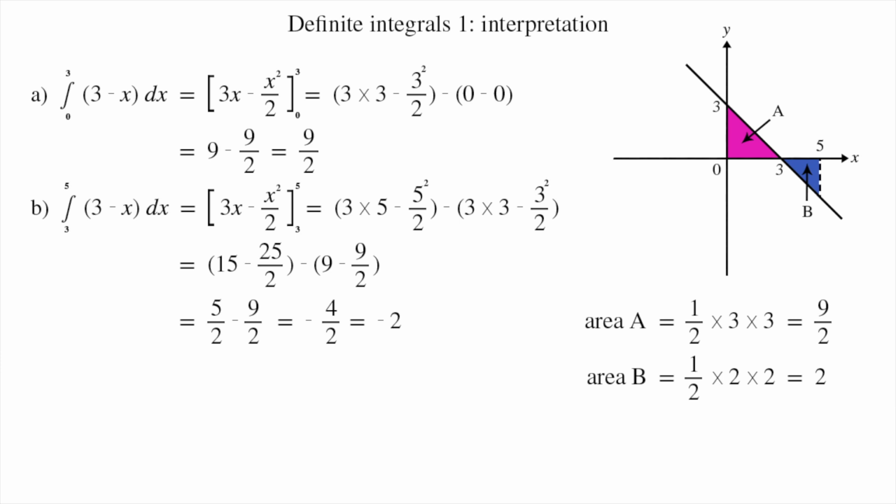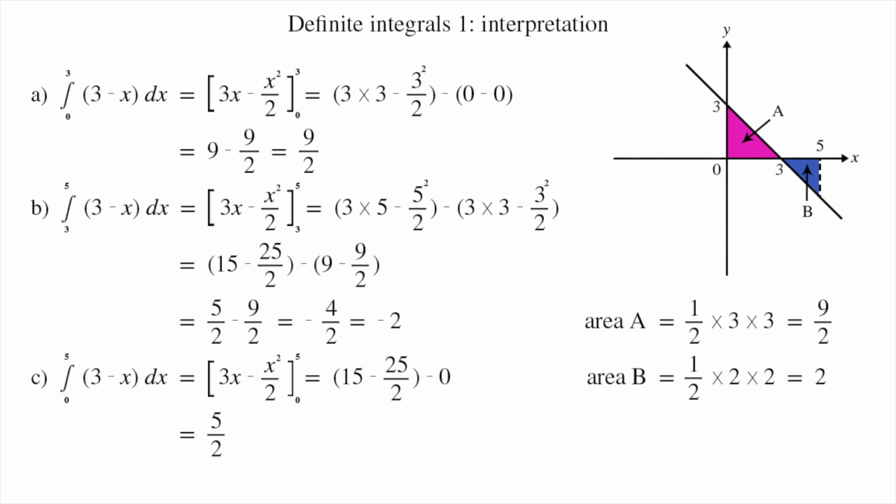Let's try one final example. The integral from 0 to 5 of 3 minus x dx. Here, part of the area is above the axis and part is below, so let's see what happens. The integral is 3x minus x squared over 2, evaluated between 0 and 5, which is, according to our previous calculations, 15 minus 25 over 2 minus 0, which is 5 over 2.